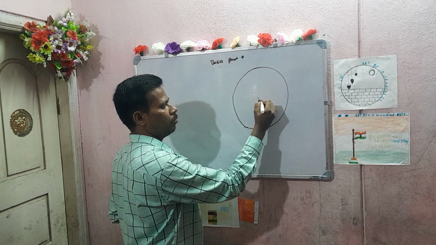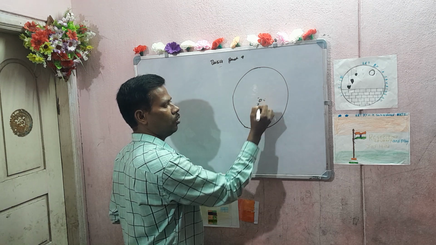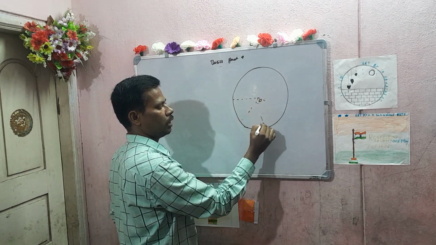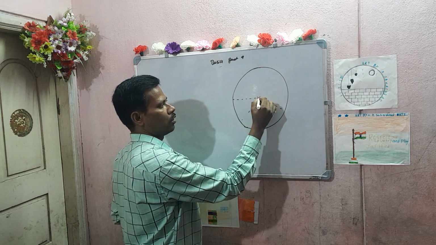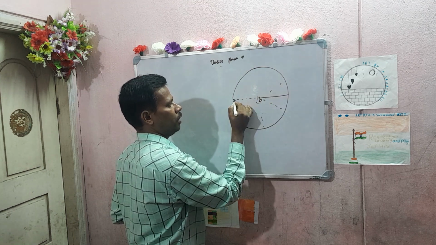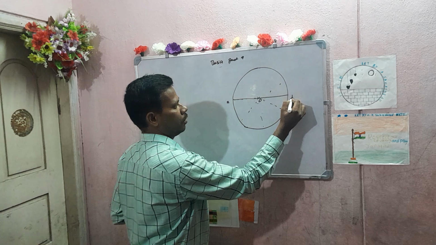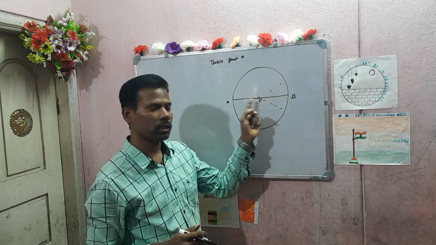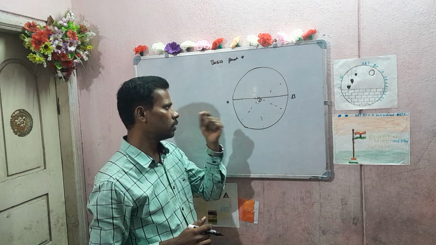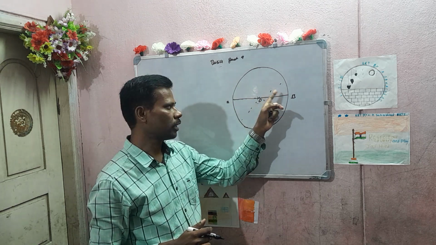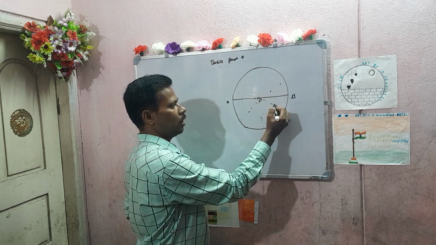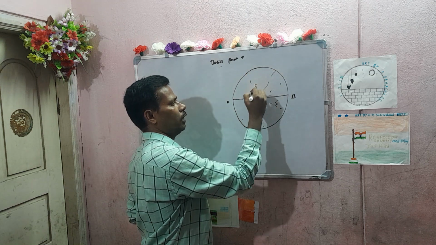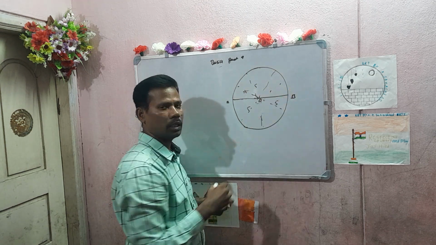Circle means the center will be there, that is O. Next, in a circle so many radii we can draw, and they are all equal, 5, 5. Wherever you mark it, it is 5, 5, 5, 5 radii.